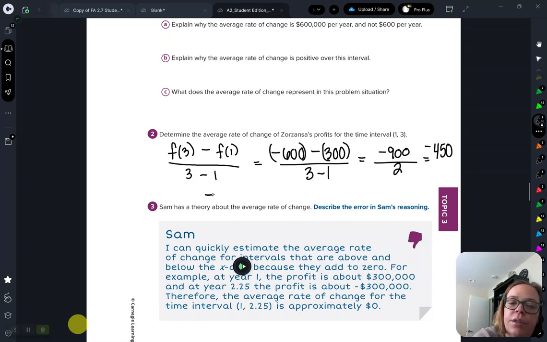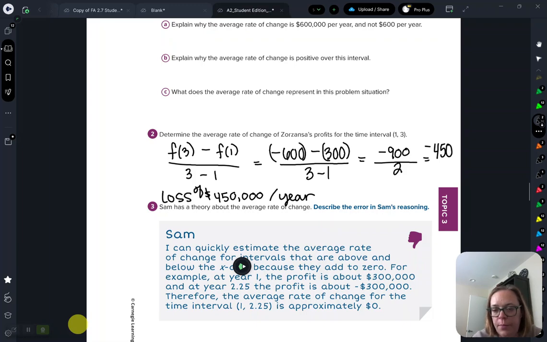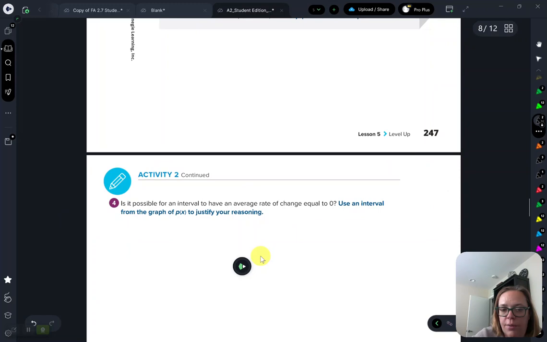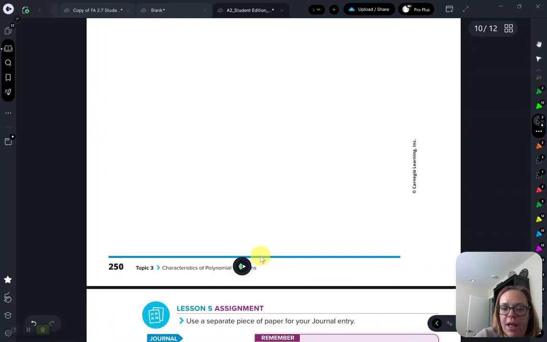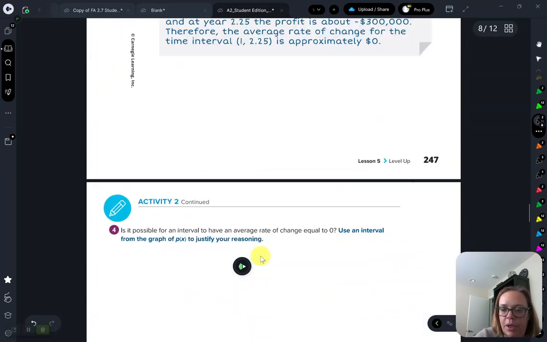But let's translate it into the units. This is a negative $450,000, or we could drop the negative and then just call it a loss. It's a loss of $450,000 per year. Okay. All right, I'm going to leave the rest of this assignment for you to fill out, and then you can do the workbook quiz.